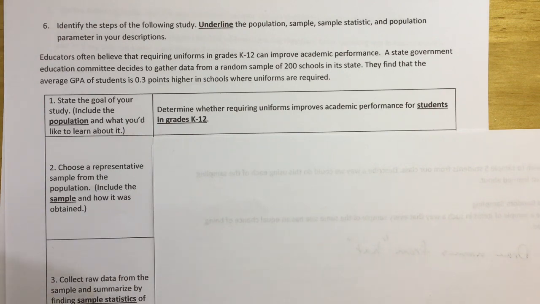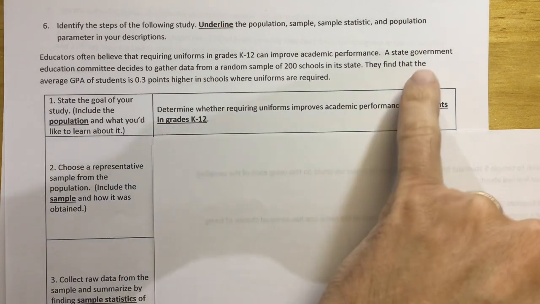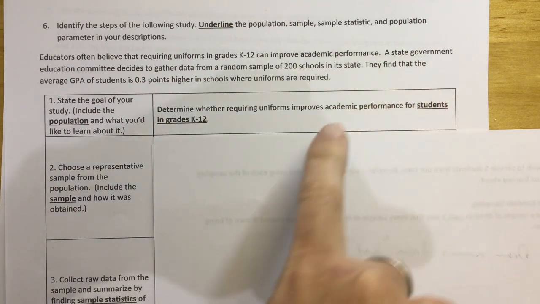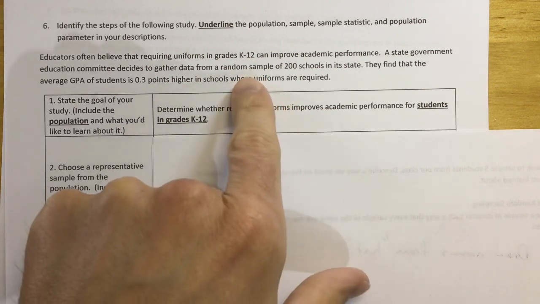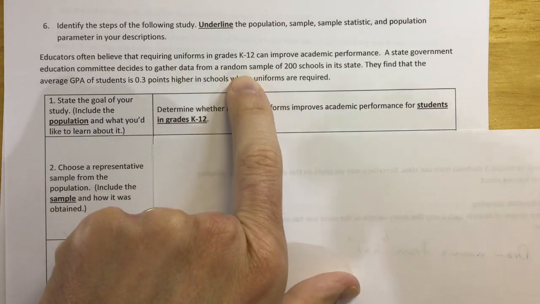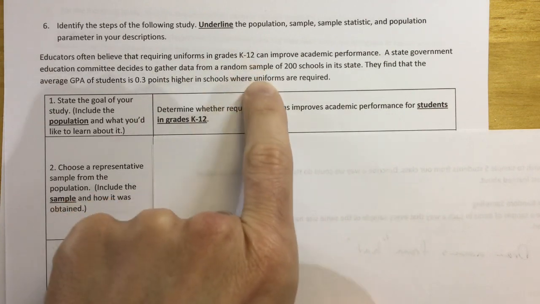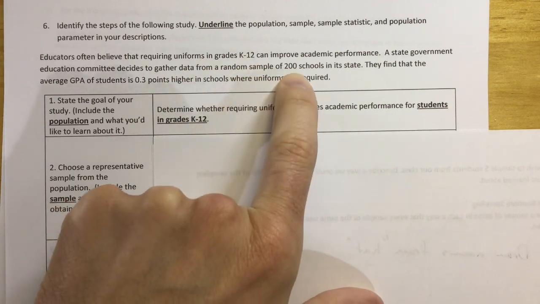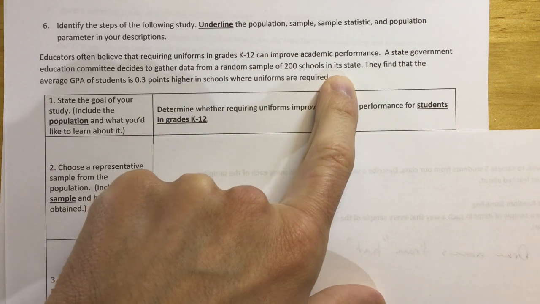And yes, we're going to carry out a study, and the way the state did this is they took what they are calling a random sample. They don't really describe how that's actually done. We talk about some of the methods in the next activity. They're going to take a random sample of 200 schools in the state.